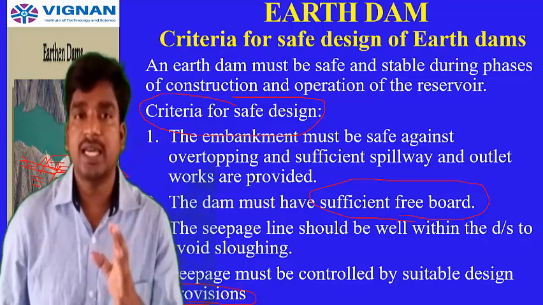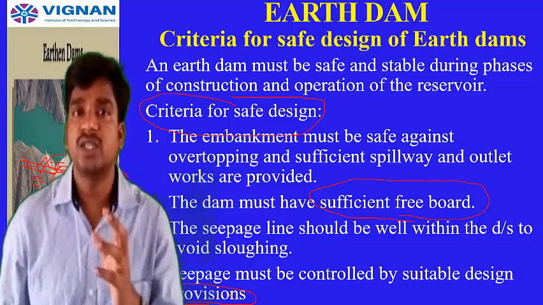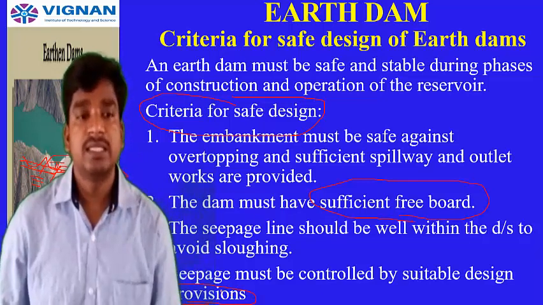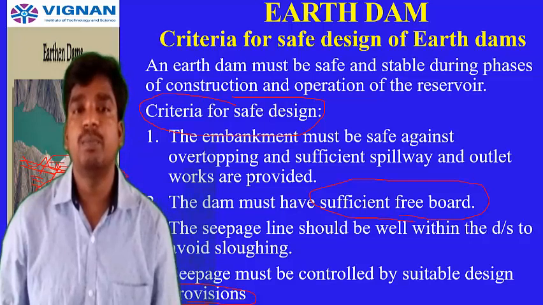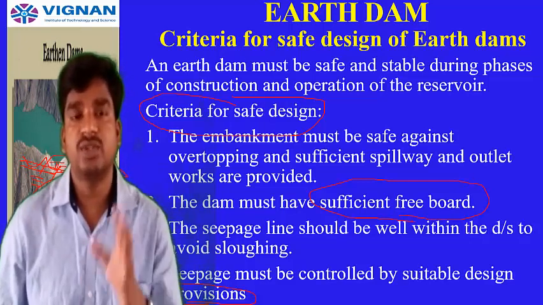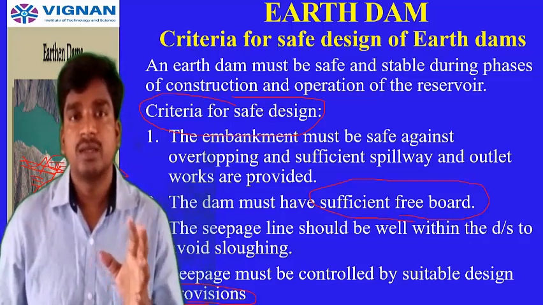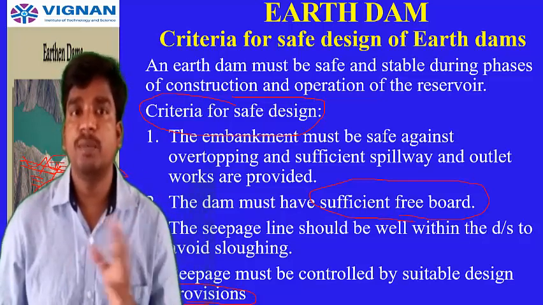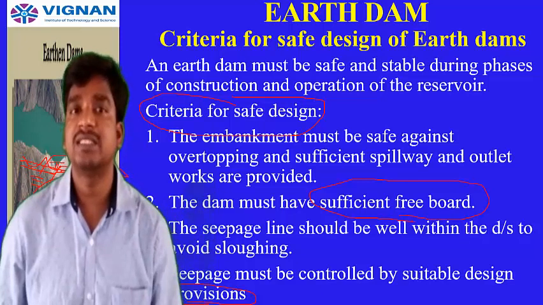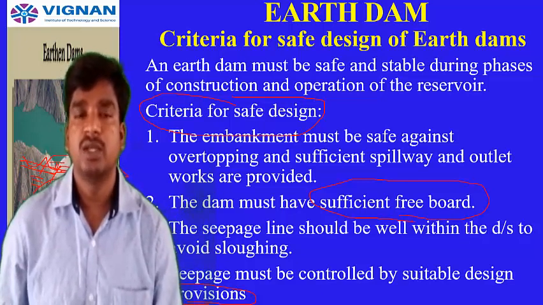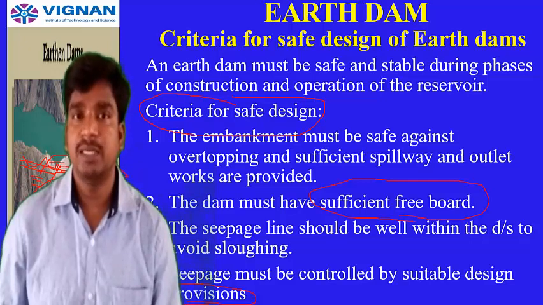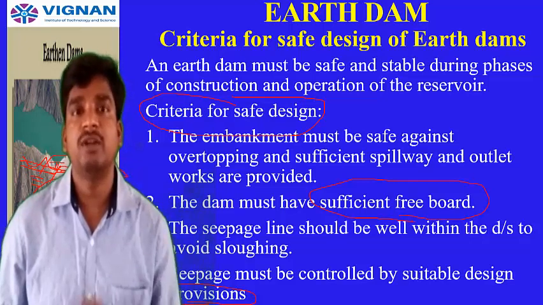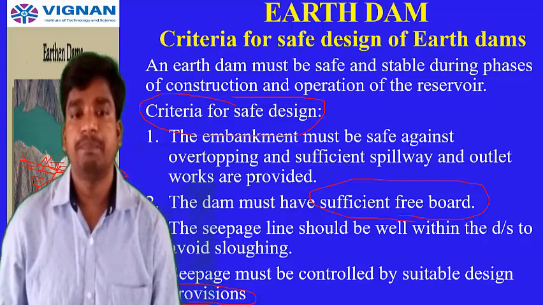We have to take necessary controlling measures to avoid the seepage, because the seepage will create some pore pressure and it will always try to unstabilize the dam. Stability of the dam will not be achieved if the continuous seepage is there from upstream side to downstream side. So we have to take some controlling measures for the seepage, then only the stability of the dam will be provided for earth dam.